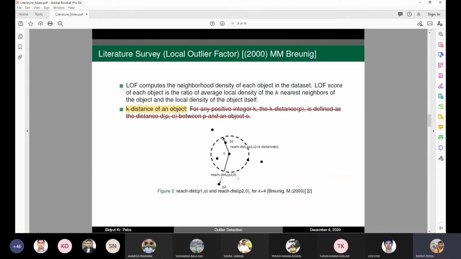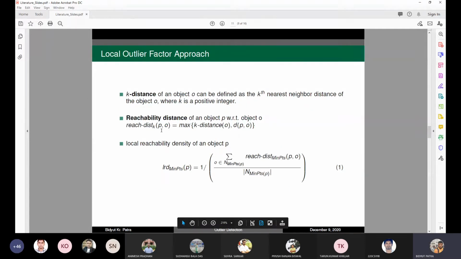So if you take any point from here, you compute the distance from the point O to P2 and you compute the k-dist of the point. K-dist is nothing but the kth distance of the point O, and you take the maximum of this. So what happened exactly? If the point is within the periphery of the point O, then it will be the kth distance, and if it is outside, it will be the exact distance. Therefore reach-dist is the maximum of the k-distance and the exact distance from P to O.